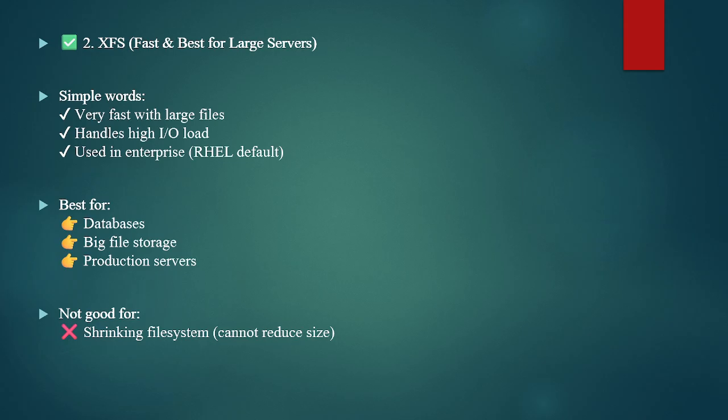XFS. XFS is faster and best for large servers. In simple words, very fast with large files, handles high input output load, used in enterprise like RHEL servers. Best for databases, big file storage, and production servers. Not good for shrinking file system, means cannot reduce the size.